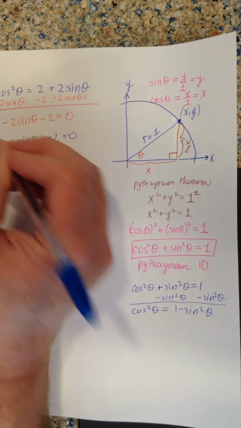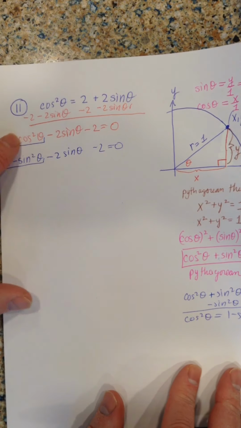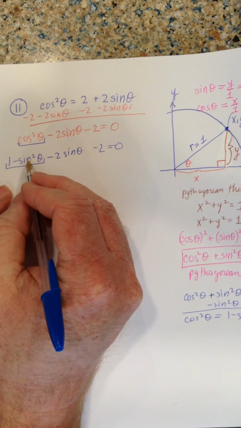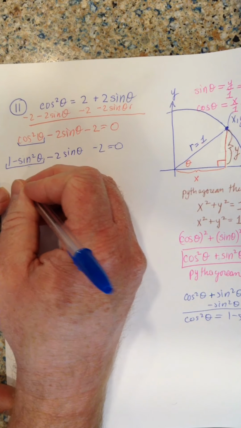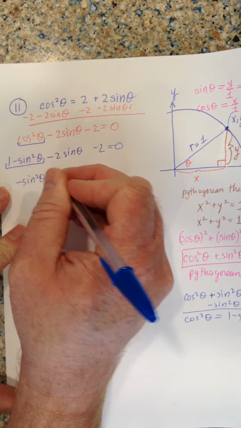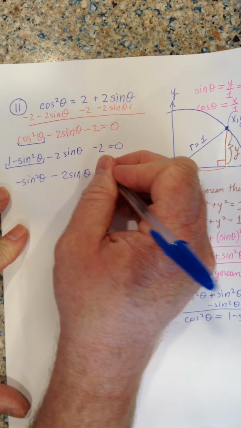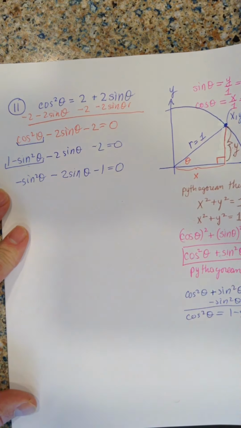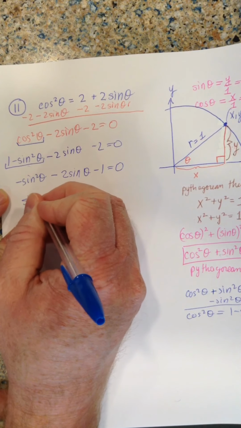This part here just took the place of cosine squared theta. Okay, that's why I have them both with this under bracket. Alright, now I'm just going to simplify this a little bit. Negative sine squared theta minus 2 sine theta minus 1 equals 0. And then I'm going to divide everything by negative 1.